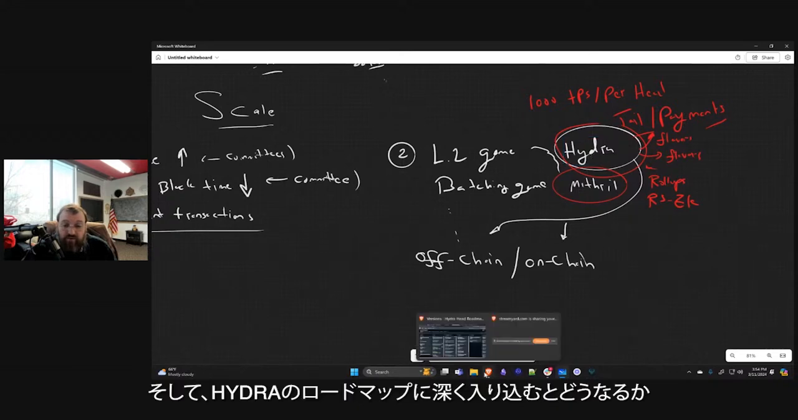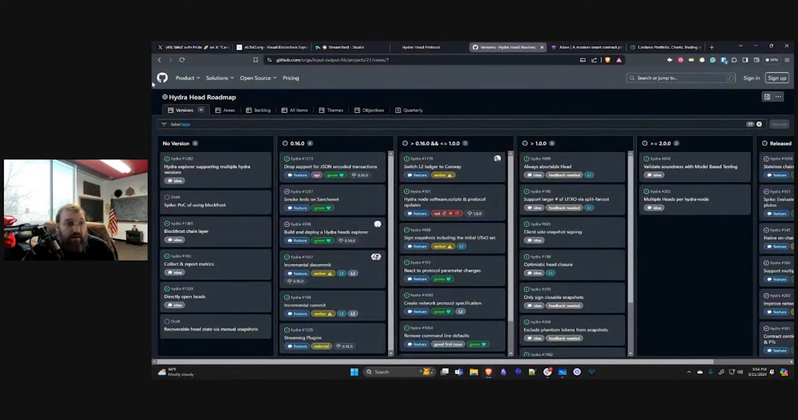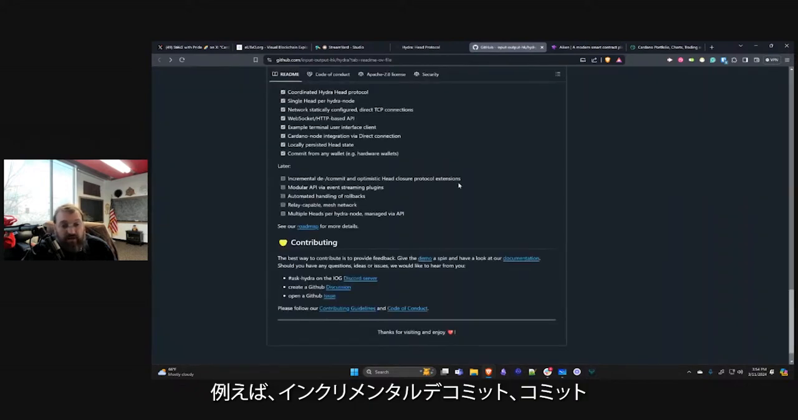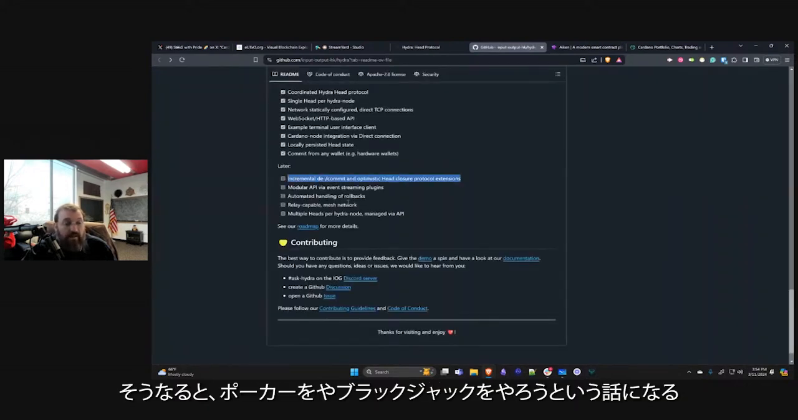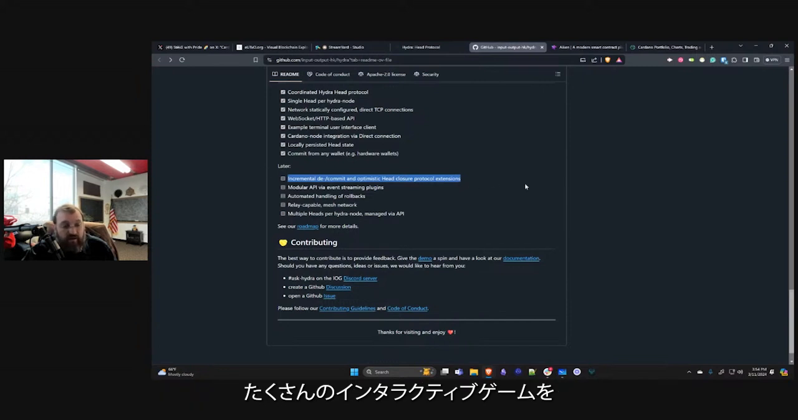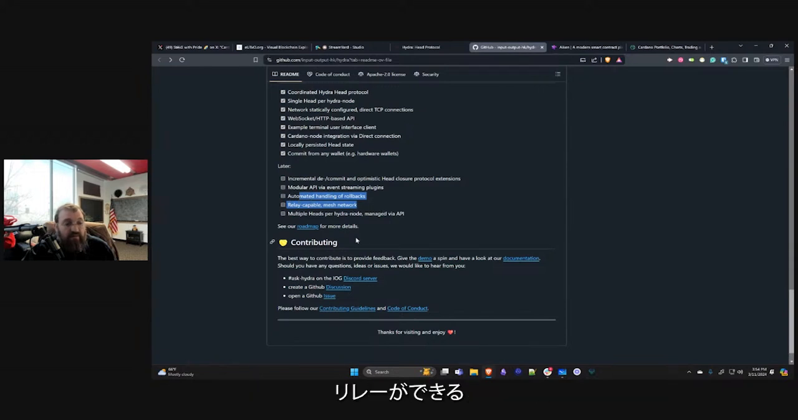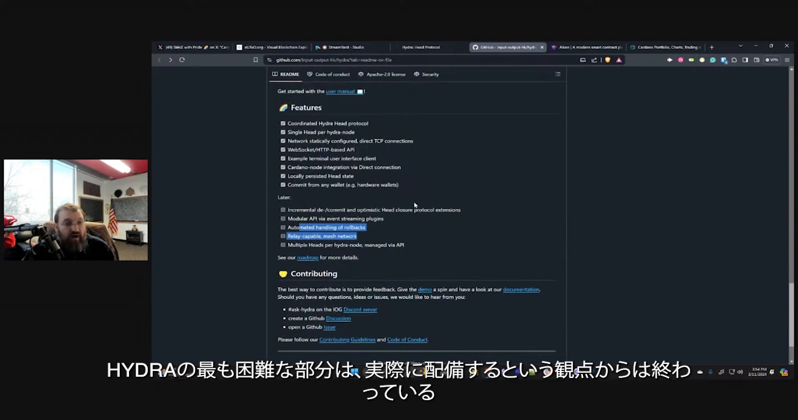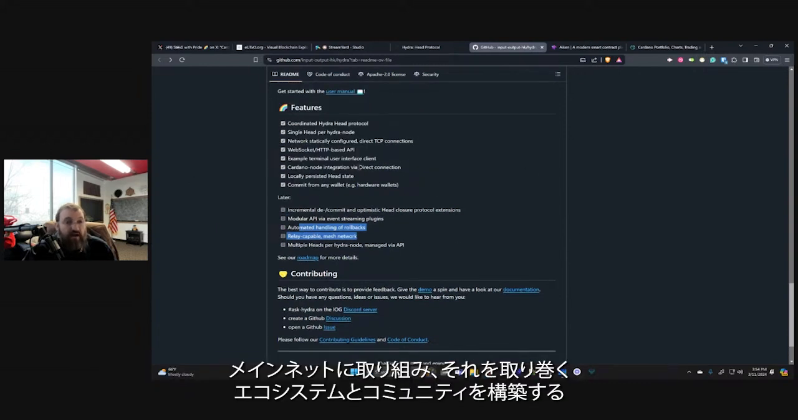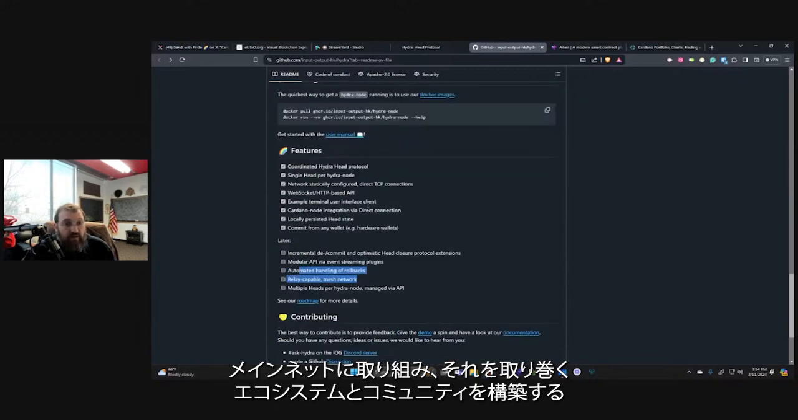And what happens is, as we get deeper into the Hydra roadmap, you start getting much more use and utility. Like, for example, when you get incremental decommit and commit, at that juncture, you can start talking about doing poker and blackjack, a whole bunch of interactive games, these types of things, especially when you also automate rollbacks and these types of things, the relay capable. So an enormous amount of progress has been made. The hardest parts of Hydra are over from the perspective of actually deploying it, getting it to work on mainnet, and building an ecosystem and community around it.